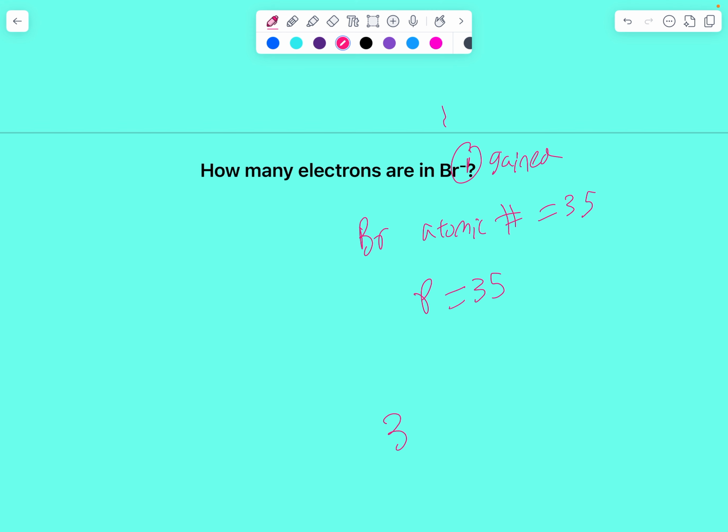So we're going to do 35. It's not minus 1, plus 1. It's the opposite of what you think. So it's your protons plus the charge. So you're going to get 36. So 36 equals electrons. Negative charge means extra electrons. No exceptions ever. All right?